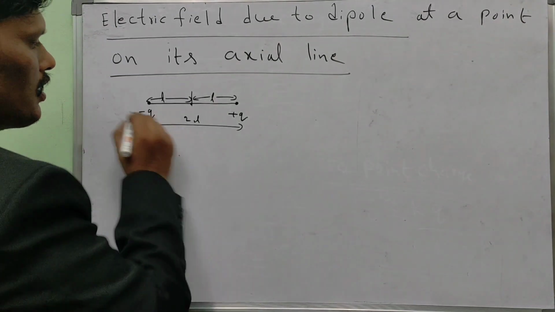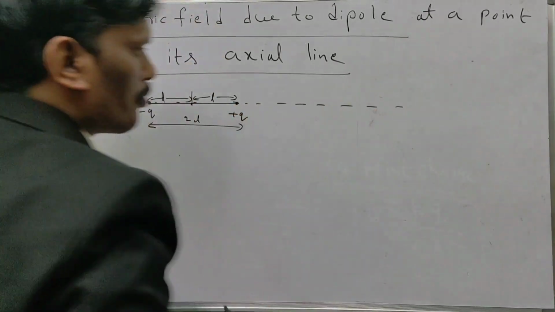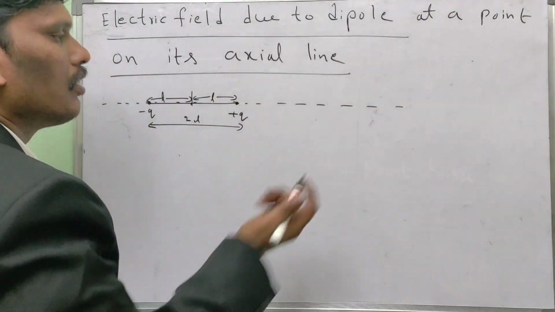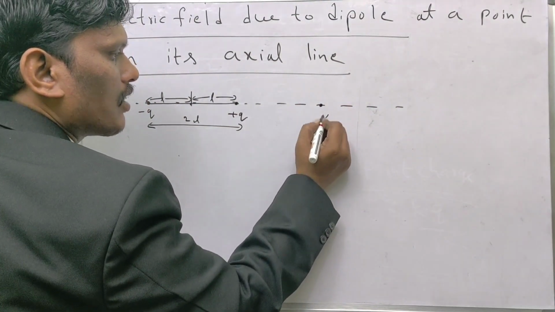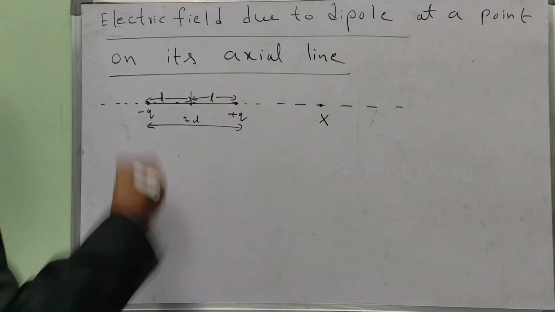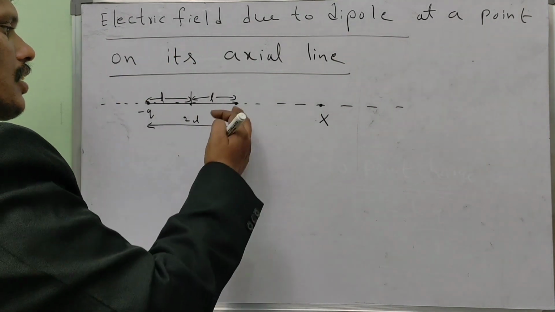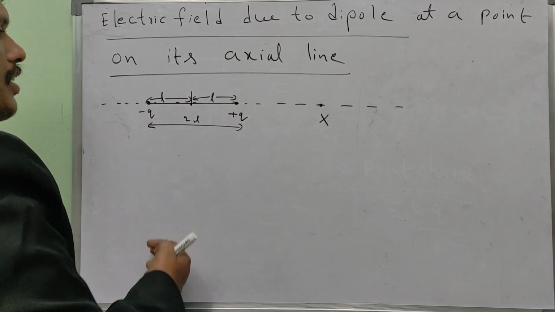Here I am going to consider the axial line of a dipole. On the axial line, that means on the axis of the dipole. So I am going to consider a point X. At the point X, I need to calculate the electric field strength because of this dipole. The dipole consists of two point charges, one is plus Q and the other is minus Q.